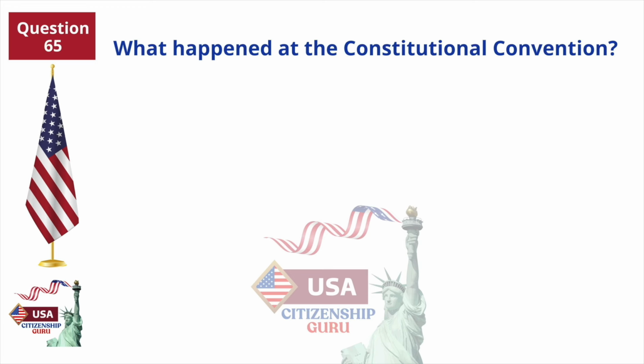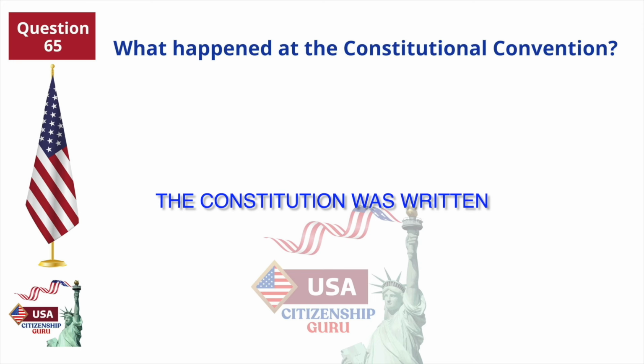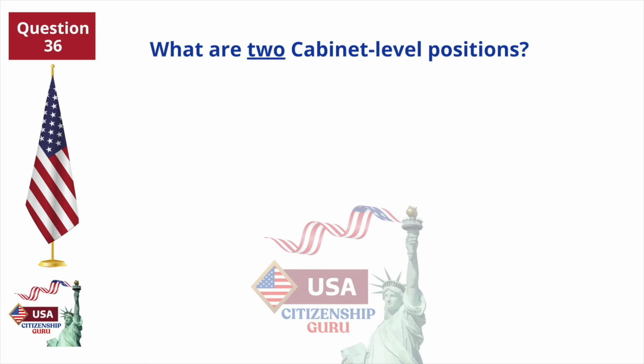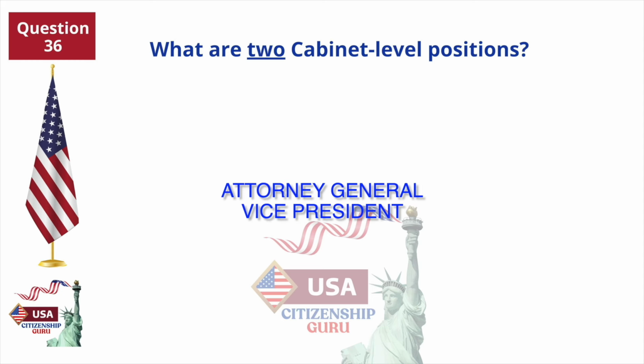What happened at the Constitutional Convention? The Constitution was written. What are two cabinet-level positions? Attorney General, Vice President.